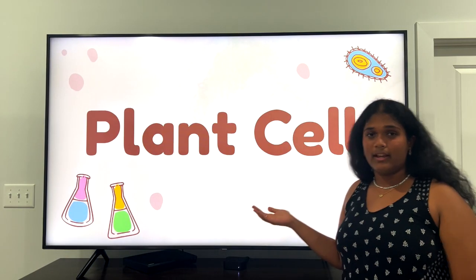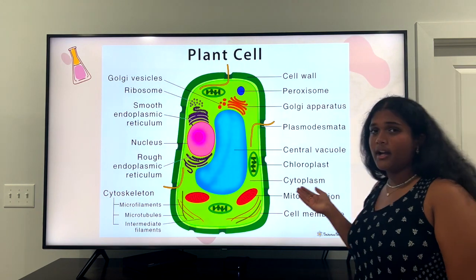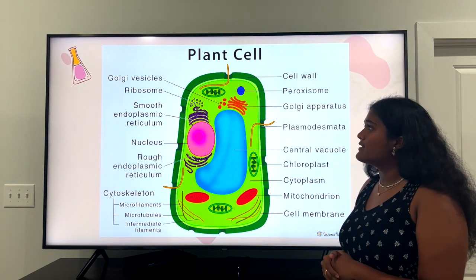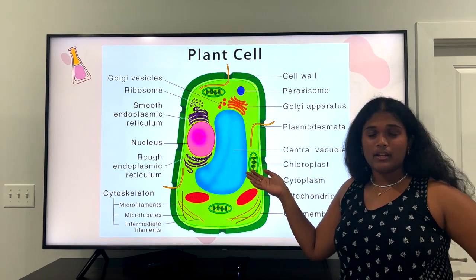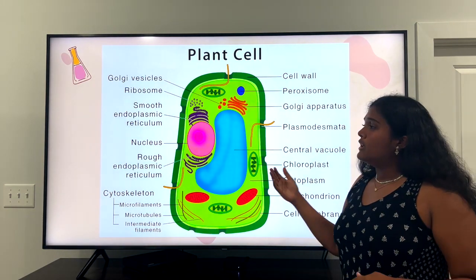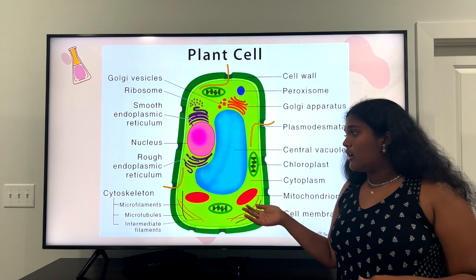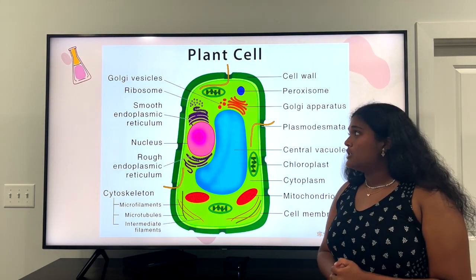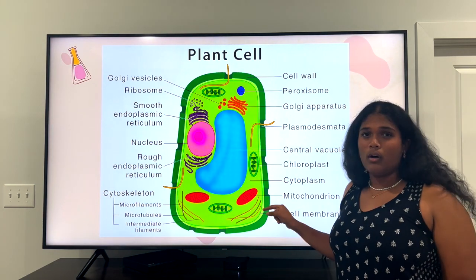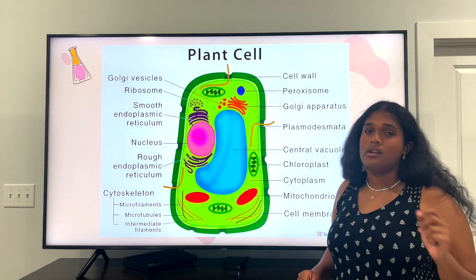I'll be explaining plant cells, and here's a simple diagram of a plant cell. As you can see, it has the basic organelles such as the Golgi vesicles, ribosomes for protein function, smooth ER, nucleus, rough ER, cytoskeleton. Something that's special about the plant cell is that it's a eukaryotic cell and it has a cell wall that a prokaryotic cell does not have.